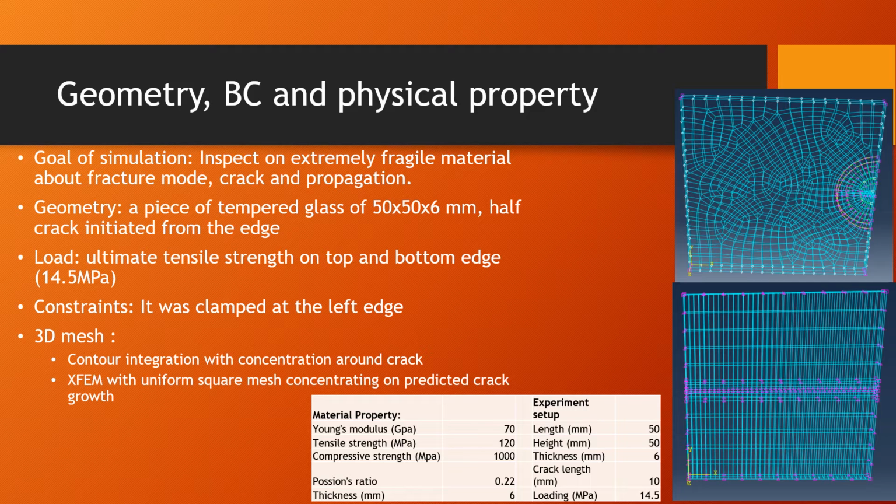And for this specific model, I can get more comprehensive, but not all-inclusive, data for modeling the material. The load for the material is the ultimate tensile strength on the top and bottom edges, with 14.5 megapascal. And the constraint is clamped at the left edges for no movement and no rotation.